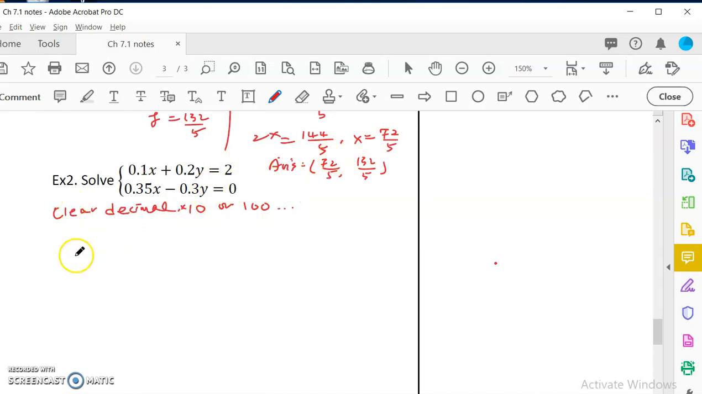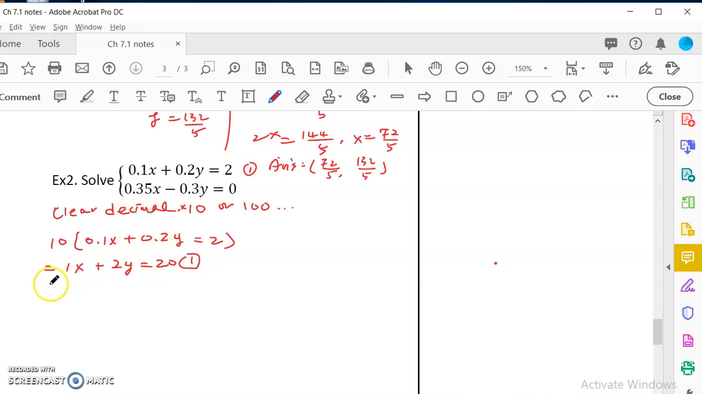Okay, clear decimals. For the first one, I see that I have one decimal place for all of them, so I multiply by 10. Because if I multiply by 10, all the coefficients will be clear of decimals, even the one that doesn't have a decimal. So it will be 1x plus 2y equal to 20. This is the new equation 1.